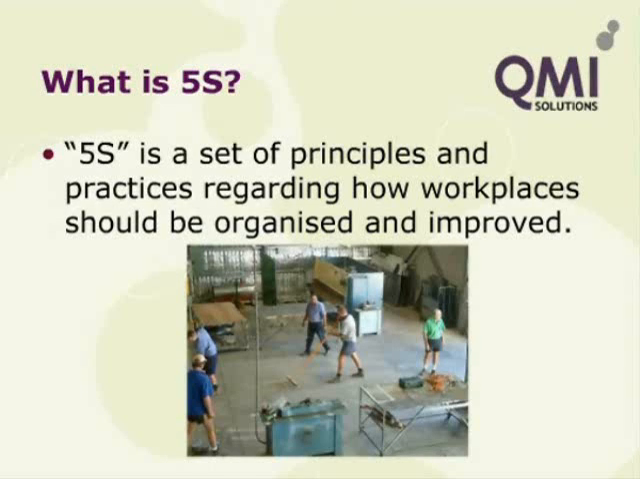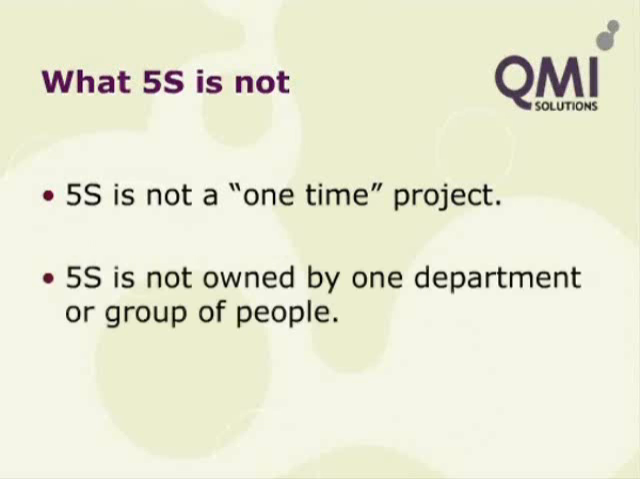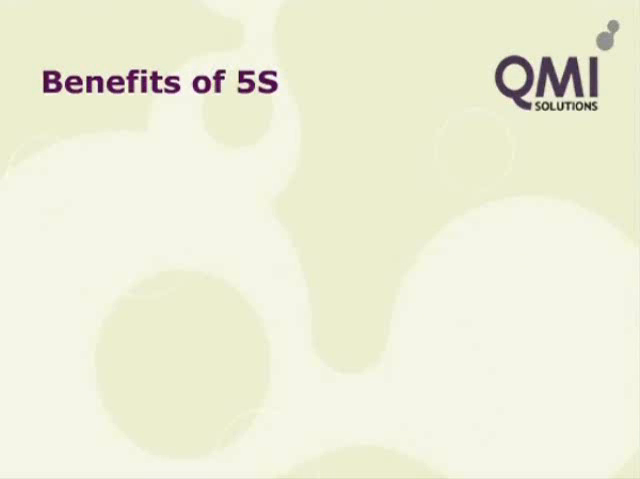5S was introduced to the English-speaking world by Hiroyuki Hirano, who called them the 5 pillars of the visual workplace. 5S is short for the 5 key steps, which are: Sort, discard any items that are not required in that location. Set in order, ensure that all remaining items can be located, used, and returned quickly and easily. Shine, ensure that the work area is as clean as possible. Sources of contamination are eliminated and remain so with regular cleaning.